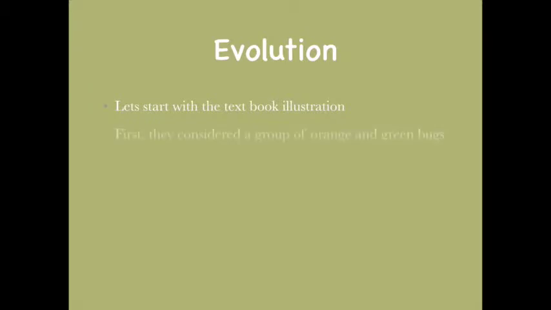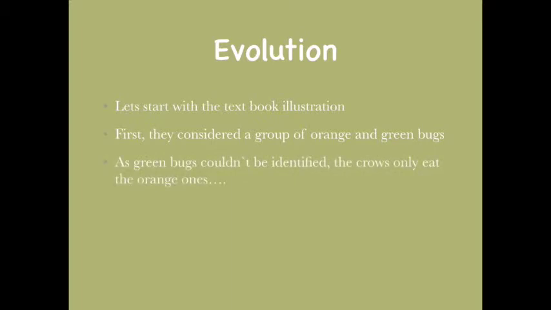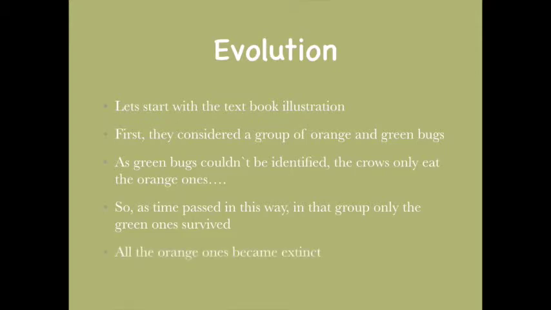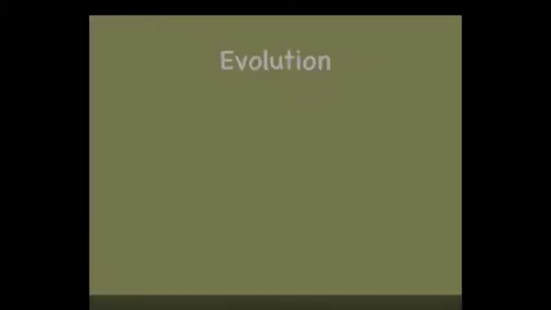Now, let us study evolution. So, let's start with the textbook illustration. First they have considered a group of orange and green bugs. As the green bugs couldn't be identified in the grass, the crow could only eat the orange ones. So as time passed in this way, in that group only the green ones survived and all the orange ones became extinct, because they were all eaten by the crow.